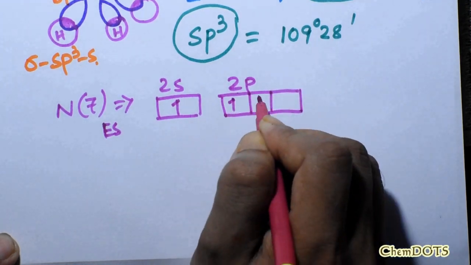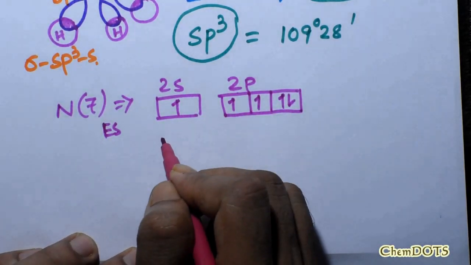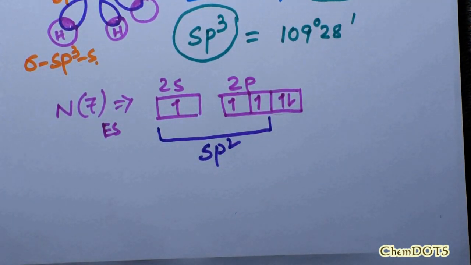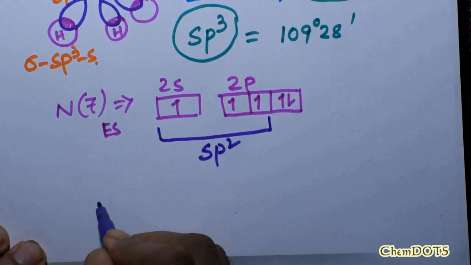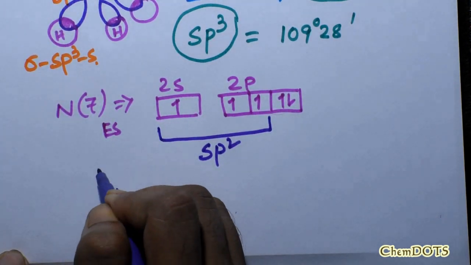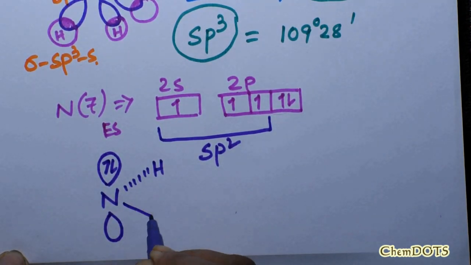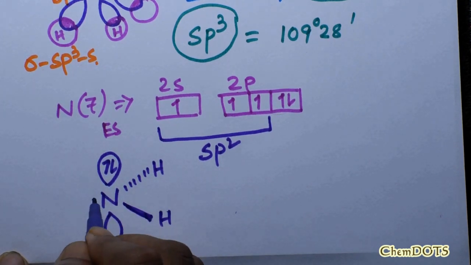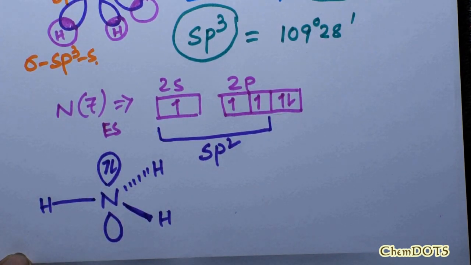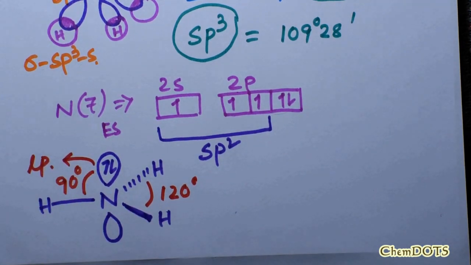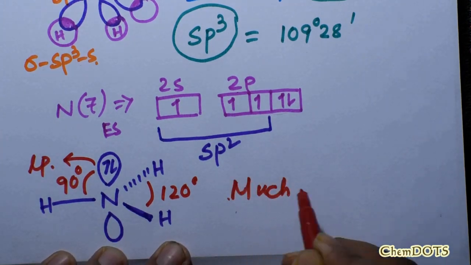Now, as we know, in the case of sp2 hybridization, there is one unhybridized orbital with a lone pair of electrons, which will be perpendicular to the molecular plane. So this is the lone pair of electrons, and the HNH angle is 120 degrees by default, and the angle between the lone pair and the bond pair is 90 degrees. So there will be much more strain between the lone pair and the bond pair. So this arrangement of ammonia will be least stable.